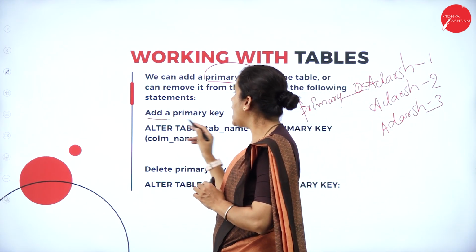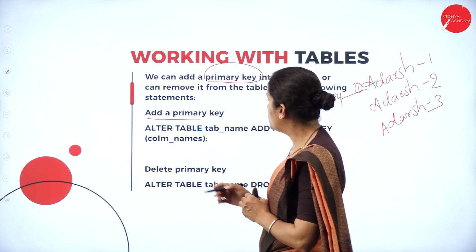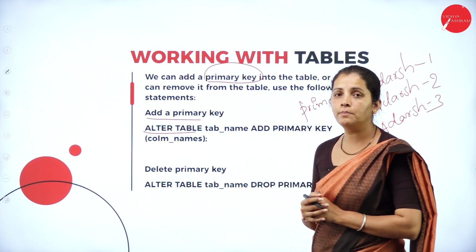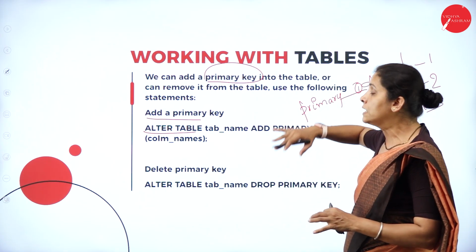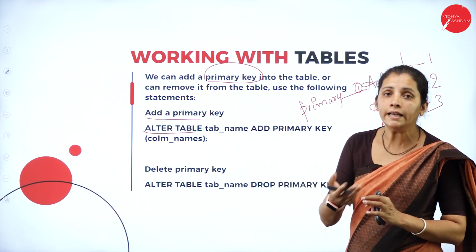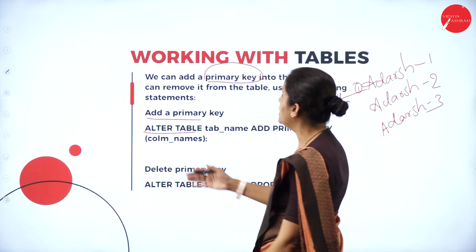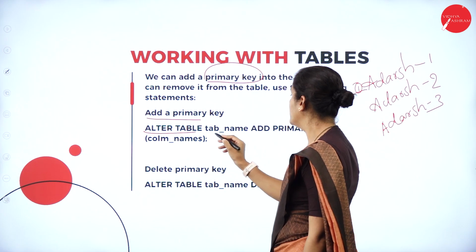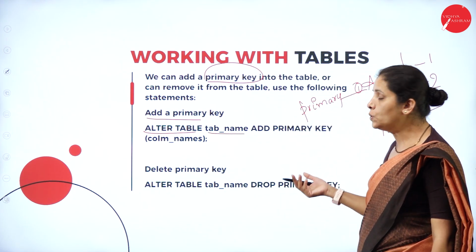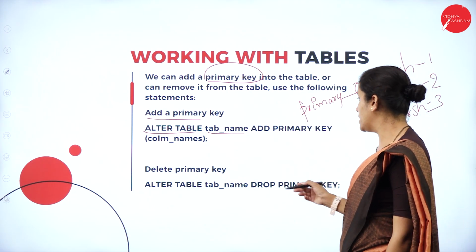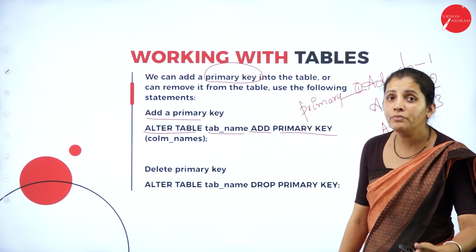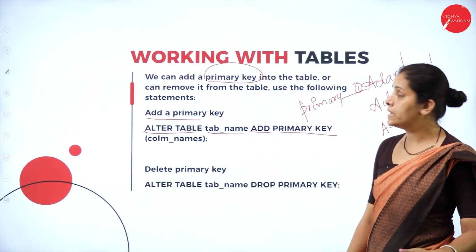Now, how to add a primary key? What's the command? Alter table. Why do I use alter table? Because this table is already created, so I just want to modify that table. I'll start with alter table, write the table name. What do I want to do? I want to add the primary key. So add primary key, and which field do I want to add the primary key to?